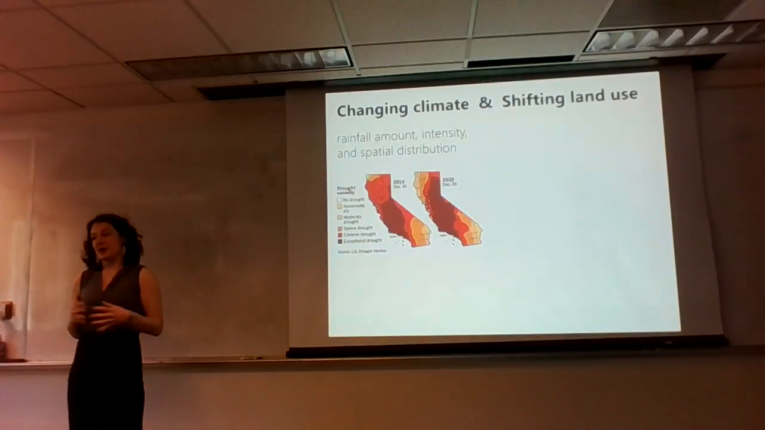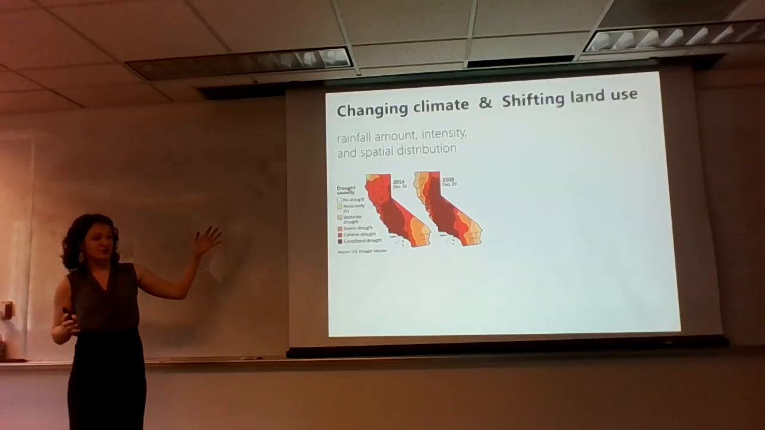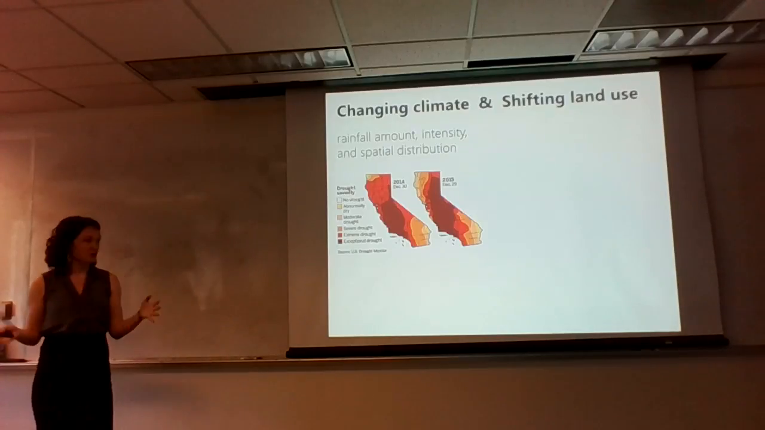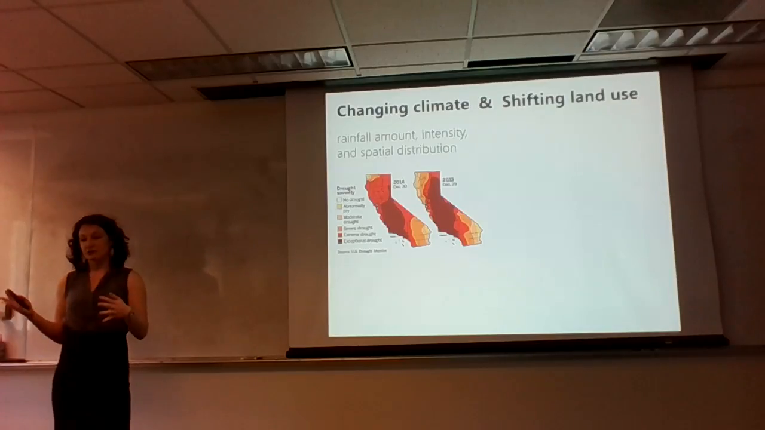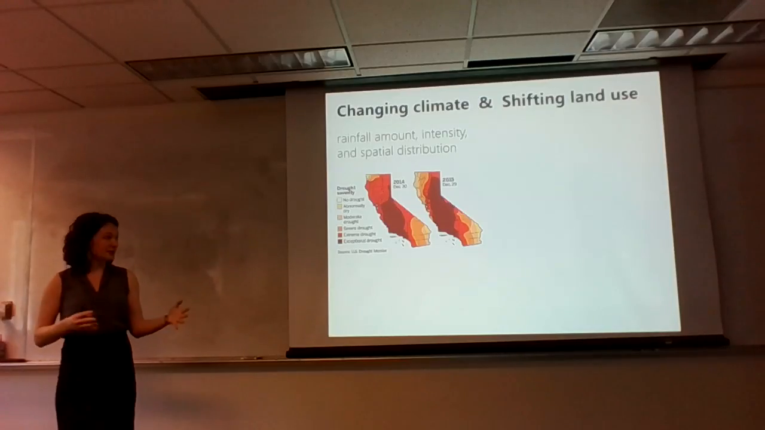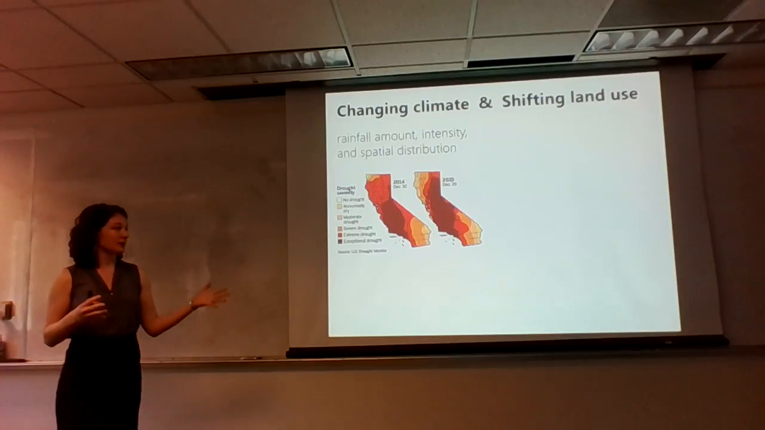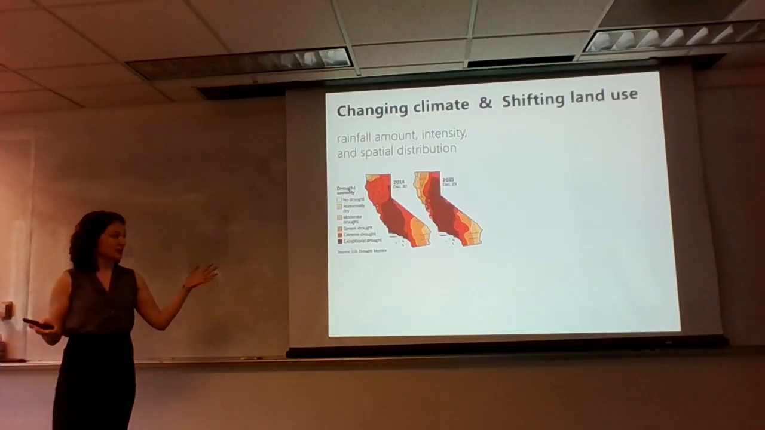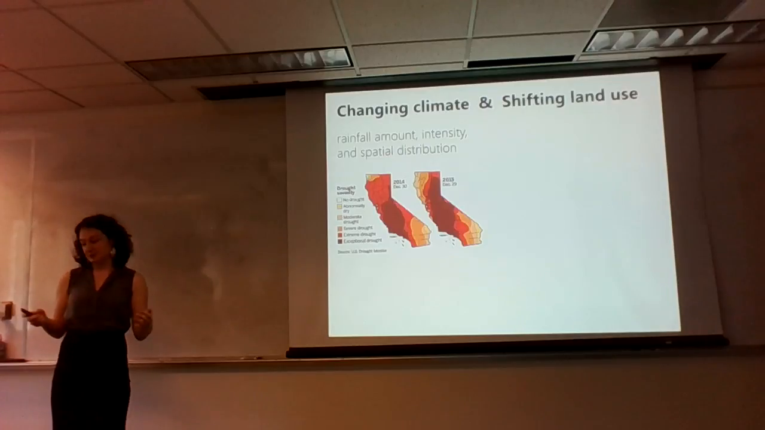Basins like the Pajaro Valley face many challenges on a regional scale, including changing climate and shifting land use, and both of those can have a big impact on regional hydrology. In terms of climate, that can affect the amount of rainfall as well as its intensity and spatial distribution. And it's not clear exactly what California's climate will look like moving forward, but many studies have suggested that the frequency of droughts, like the one from a few years ago, will increase moving forward.